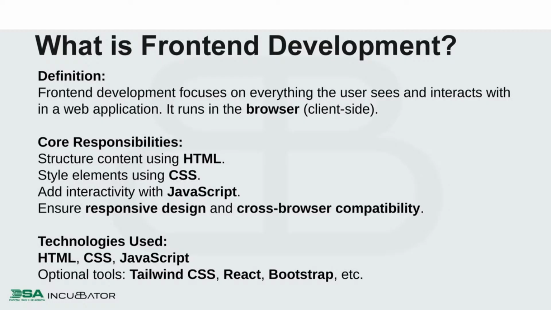So HTML is all about structuring the content, right? CSS is about styling it, while JavaScript focuses on behavior and making all your components interactive. Okay, so the last one on core responsibilities of a front end developer is ensuring responsive design and cross-browser compatibility.